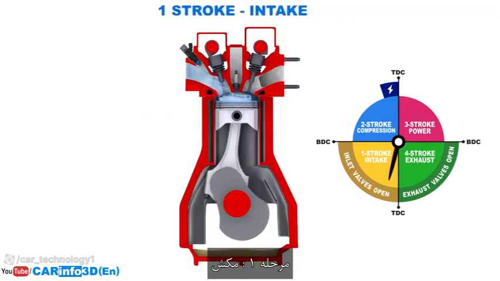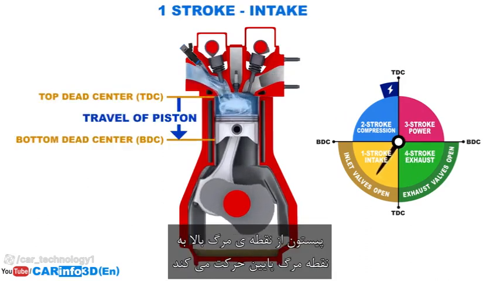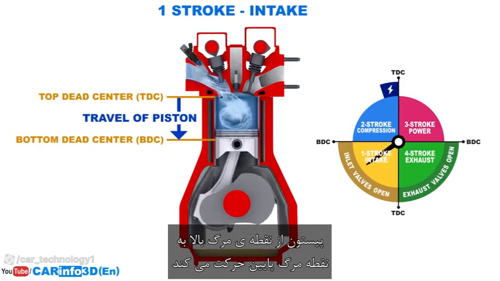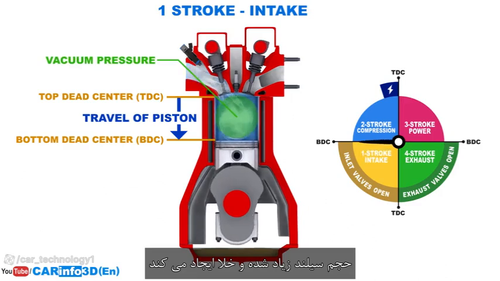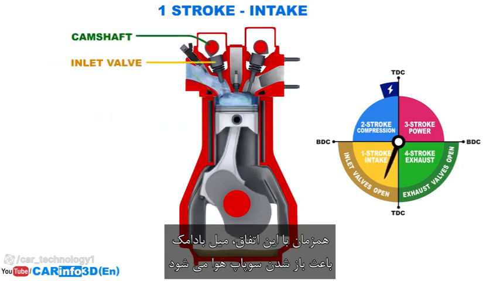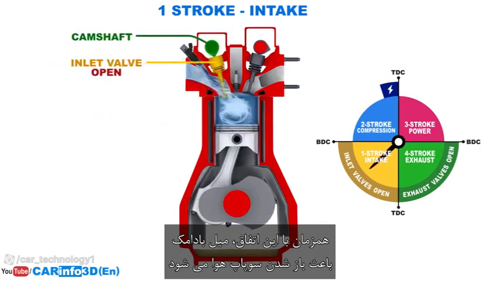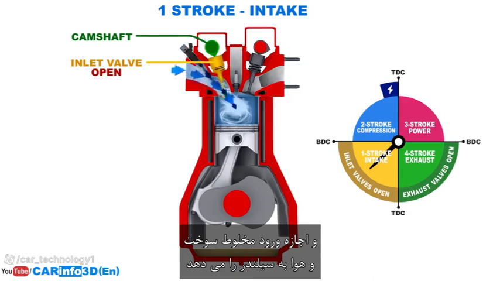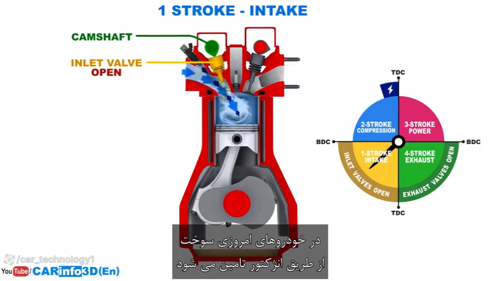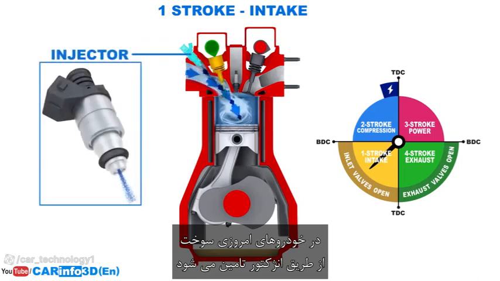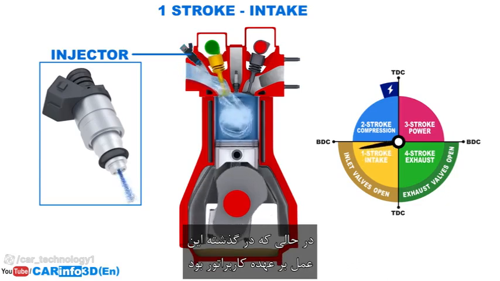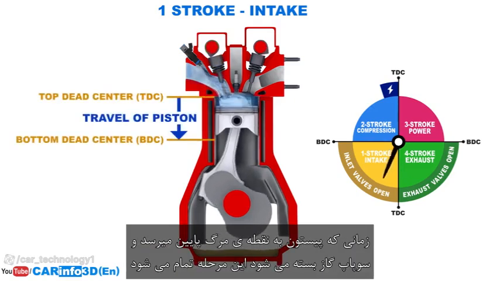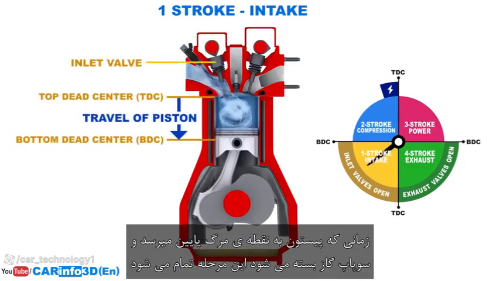Stroke 1 – intake. The piston travels down from top dead center to bottom dead center. The cylinder volume expands, creating vacuum pressure. At the same time, the camshaft causes the inlet valves to open, allowing the fuel-air mixture to enter the cylinder. In modern-day vehicles, gasoline is supplied via an injector, whereas in the past, carburetors performed this function. The stroke is completed when the piston reaches bottom dead center and the inlet valves close.